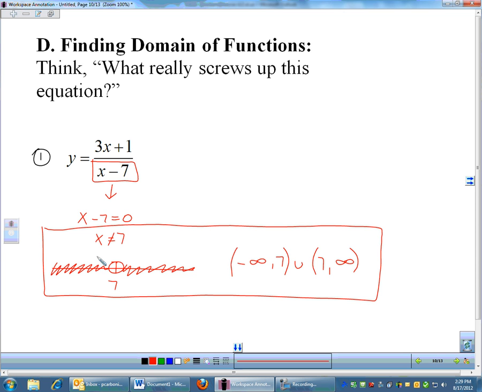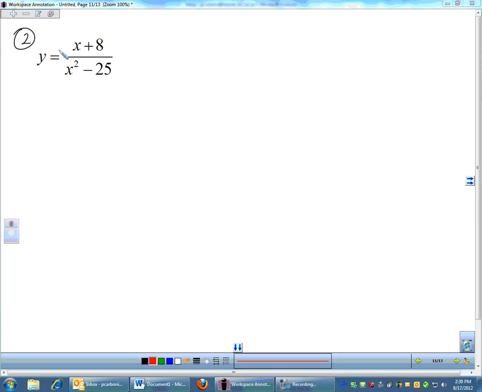But I expect you to, at one point, get familiar enough to be able to do that. So a fraction cannot have a bottom of 0. Here I have another fraction, so I'm going to look at the x squared minus 25, and I'm going to set that equal to 0 and solve.